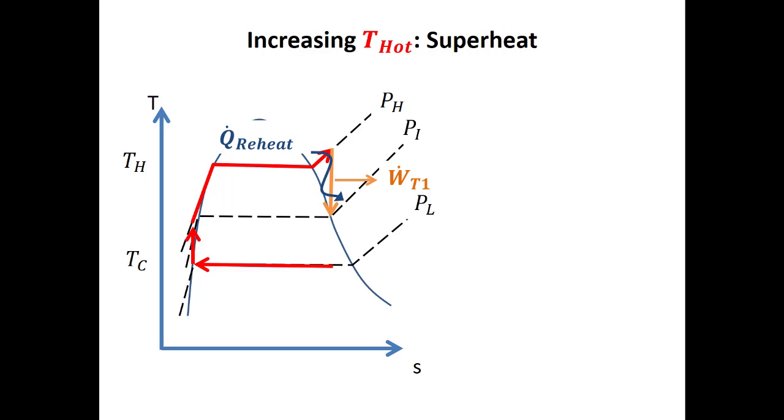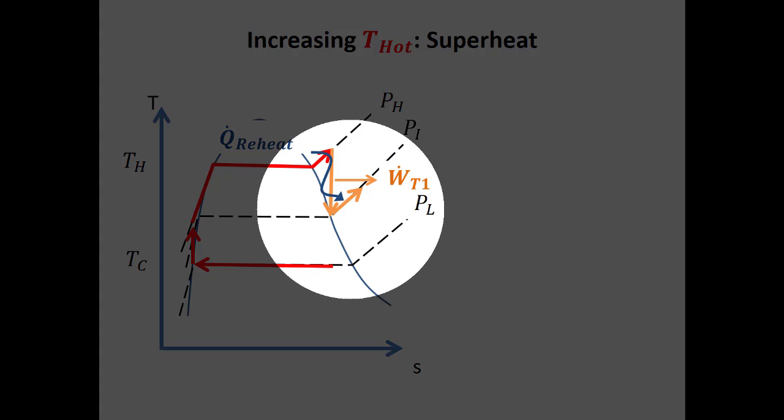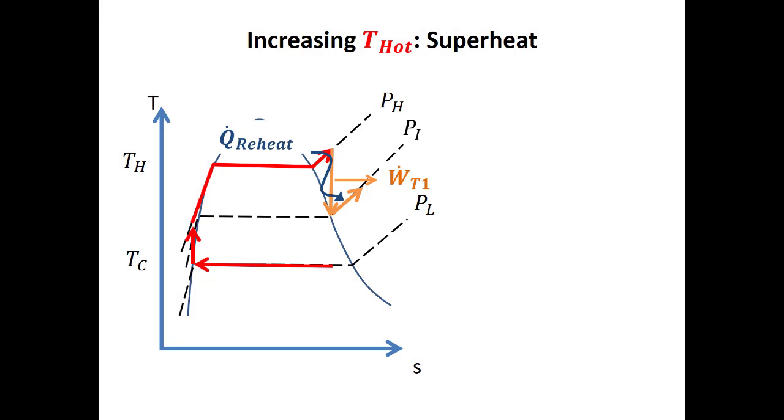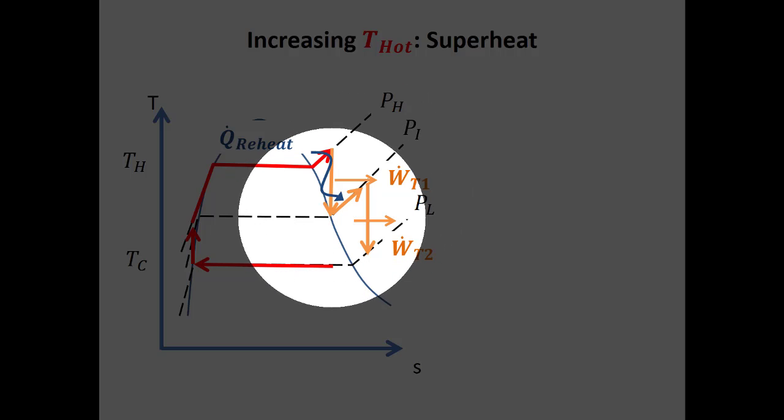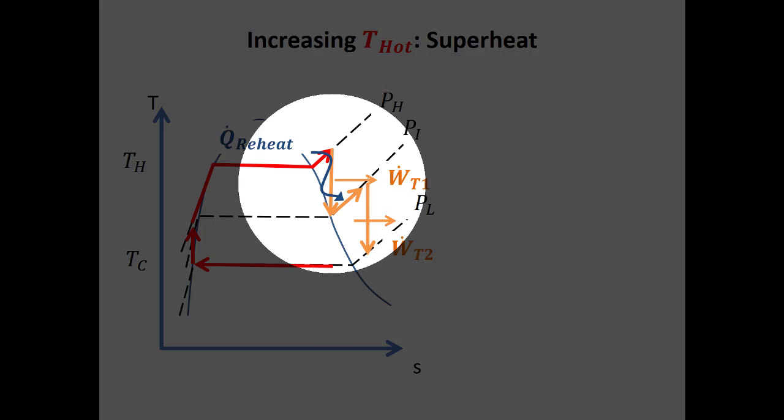But now I'm going to add some more heat, and as I add more heat after I come out of that first turbine, I still stay at that intermediate pressure, but I move up into the superheated vapor region. So now I go through my second turbine, which is my low pressure turbine, and I generate some more power. But now the inlet of this second turbine is at a higher enthalpy than it would have been if I just went straight through.